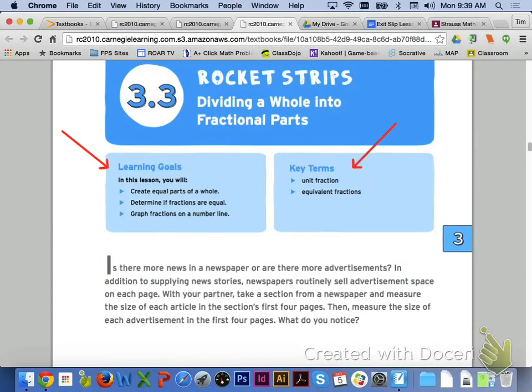Hi class, in lesson 3.3 we will be dividing a whole into fractional parts. Learning targets for today: we will create equal parts of a whole, determine if fractions are equal, and graph fractions on a number line. Some key vocabulary terms to look for today are unit fraction and equivalent fractions.